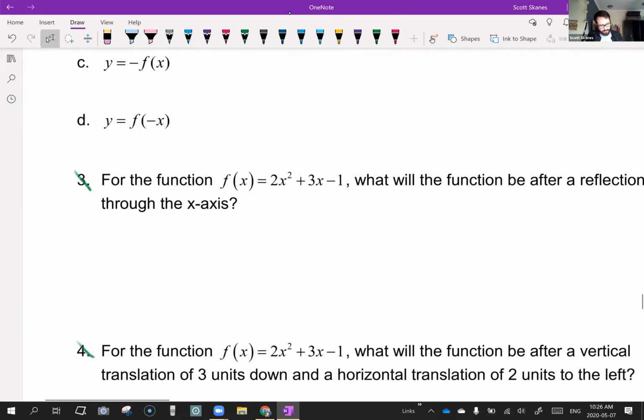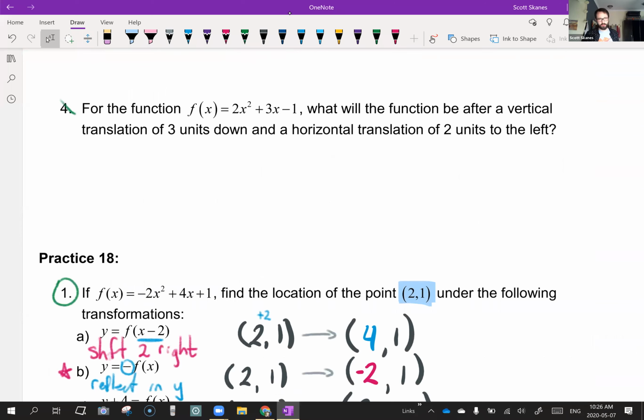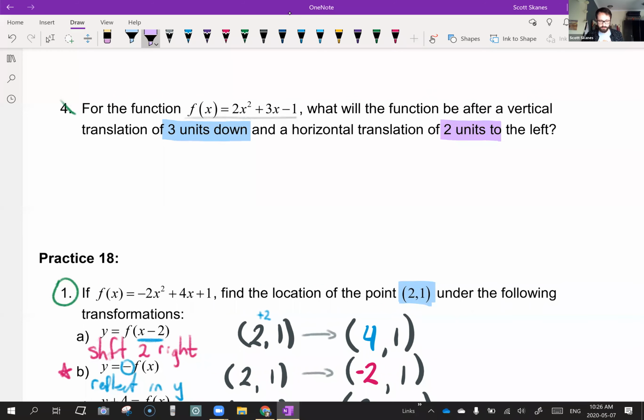Okay, so I'll do example 4. Mr. Tom already did it, but just so that we have a clear idea, a question like this will be on the assignment. For the function, this is our original function. What will the function be after a vertical translation of 3 units down? So really all I care about is 3 units down, and a horizontal translation 2 units to the left. So really I have a function, you need to shift it down and you need to shift it left.